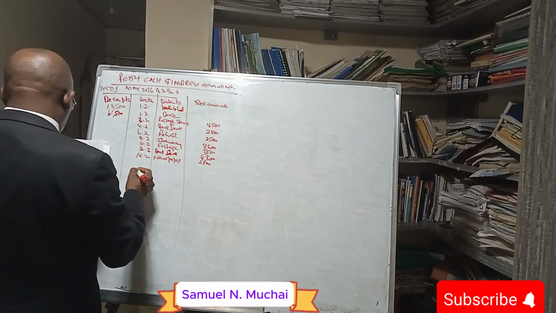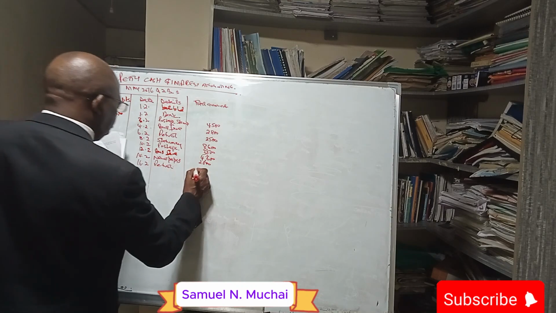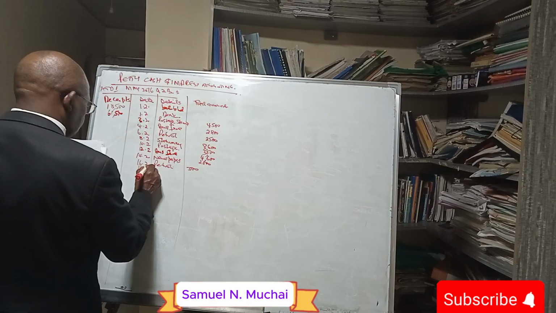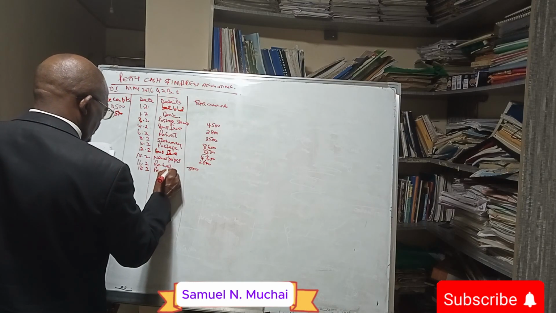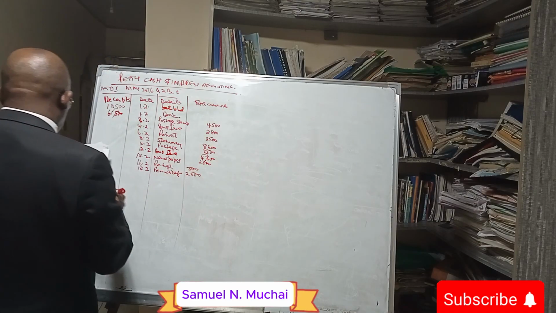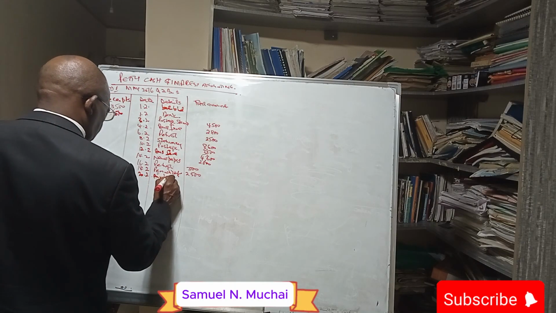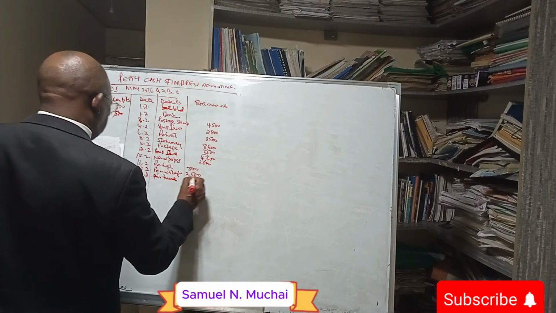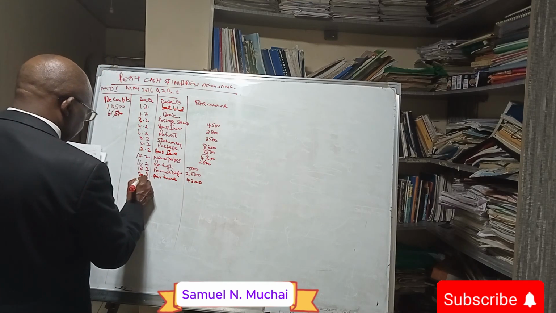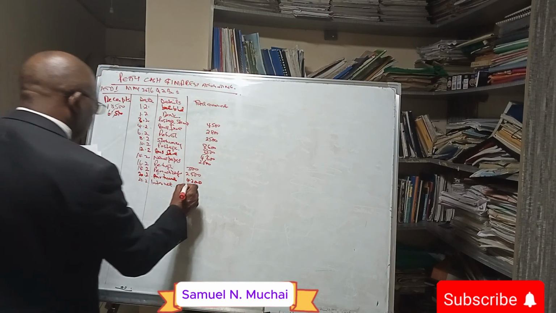On 16th, petrol for motorcycle worth about 3,000. On 18th, periodicals for the office $2,500. On 20th, airtime worth 4,200. And 21st, internet charges amounting to 800.